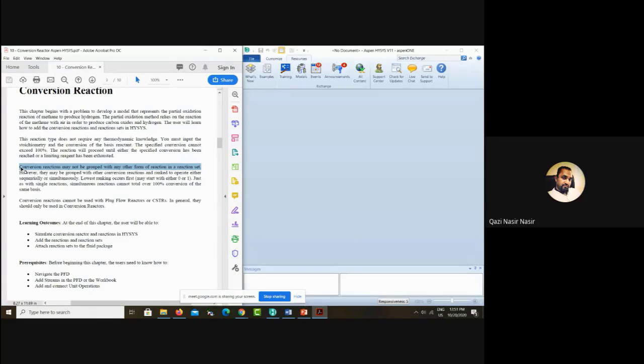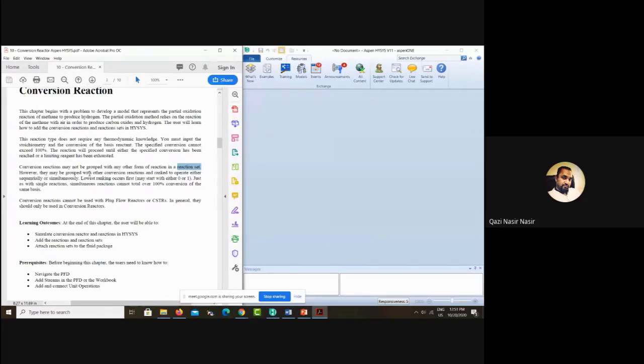Similarly, if you have one reaction which is a conversion reaction and another reaction which is an equilibrium reaction, then the conversion reaction will go to one group, and the equilibrium reaction will go to another group. You will create another group for different conversions. That group is called a reaction set. I will talk about this when we start simulating.